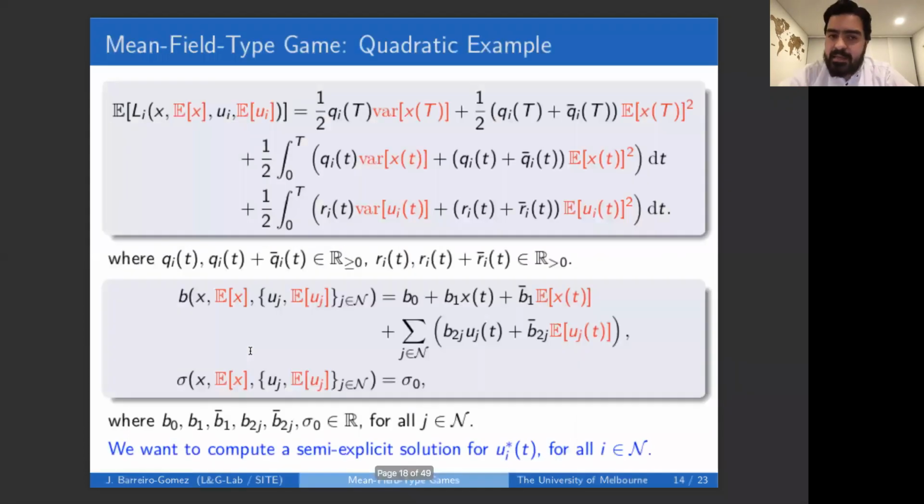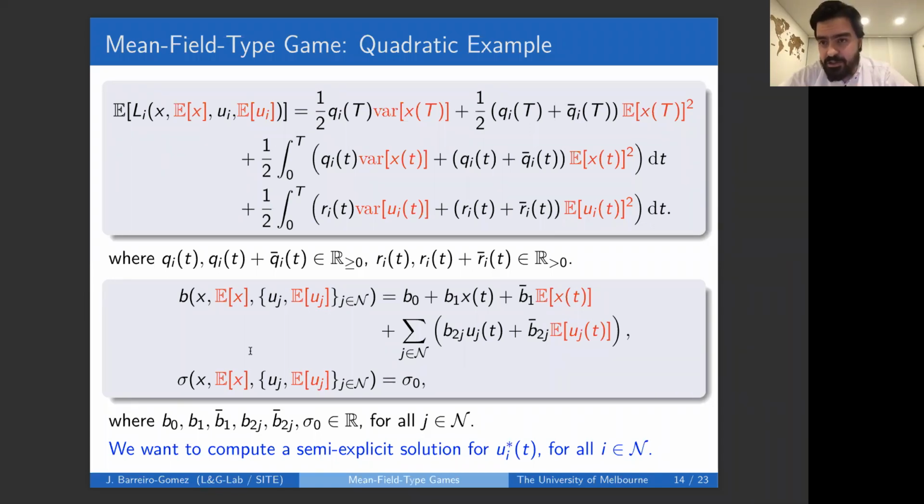Now, this is an example of a quadratic mean field type game. The important thing here is that in the quadratic case, we have risk terms in the cost function. And we have more specifically the variance of the system states and the control inputs. So what we're doing here is to find an optimal solution that minimizes the risk, in this case, the variance. But as I said before, we might consider other types of risk terms.